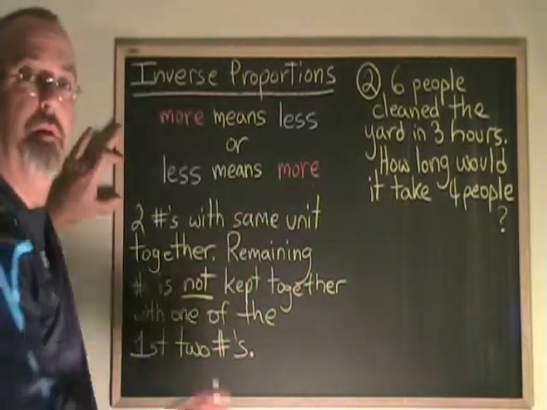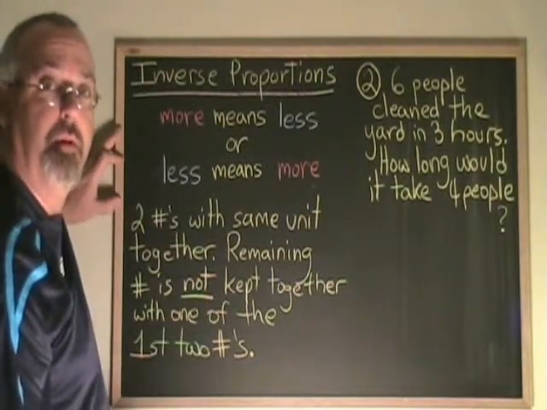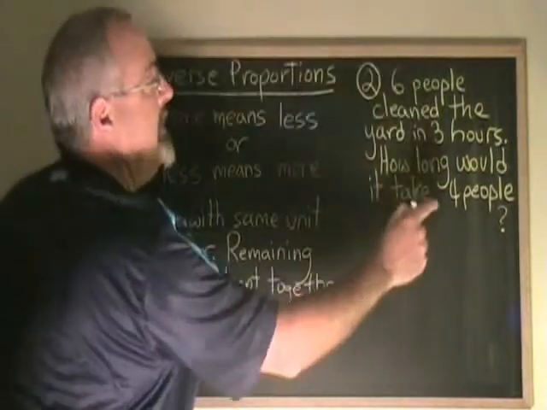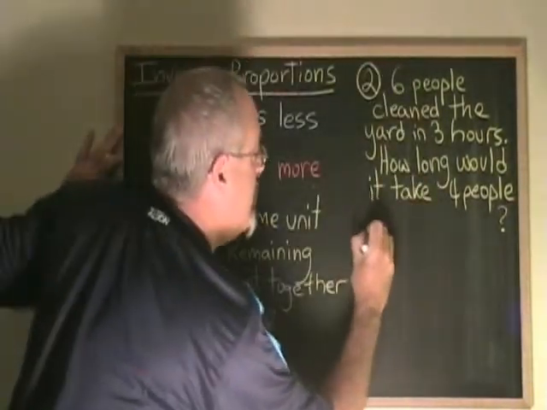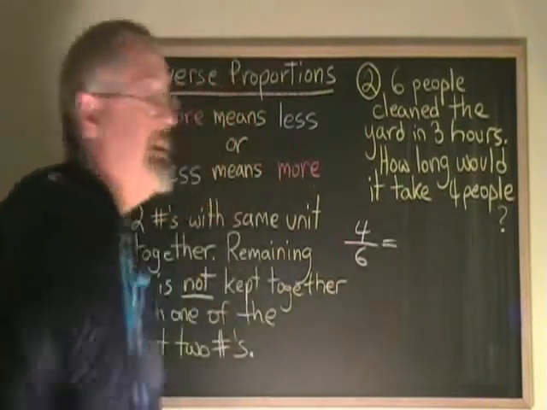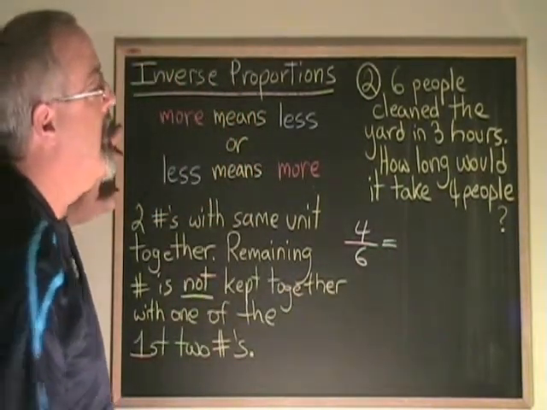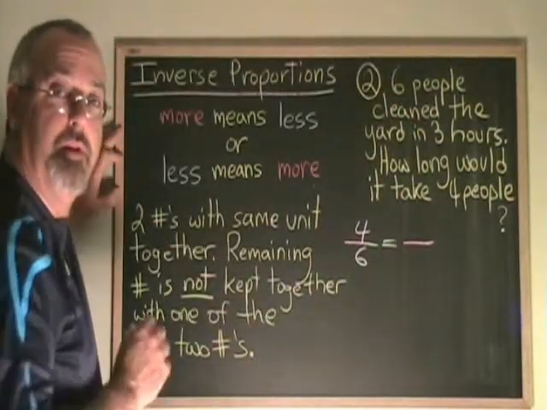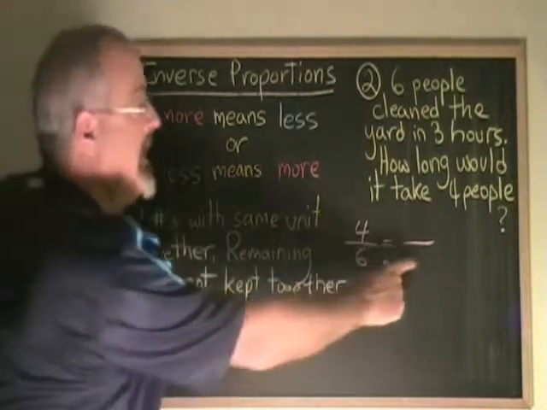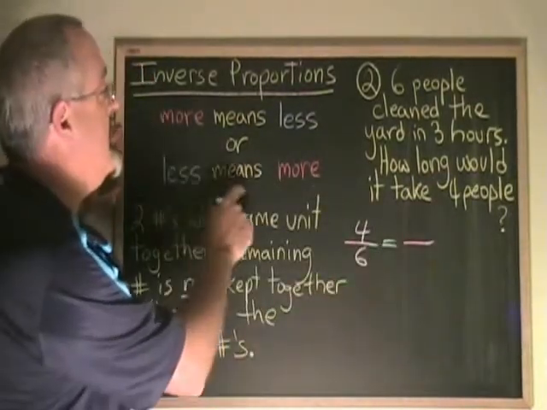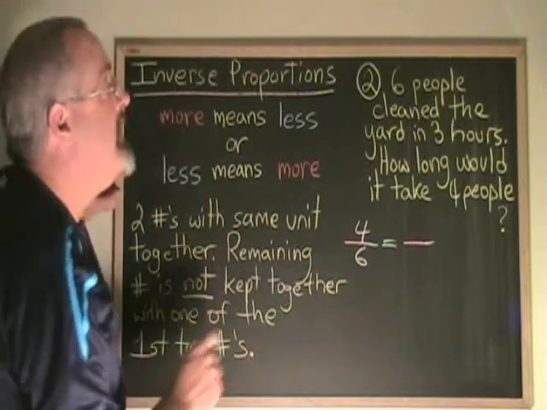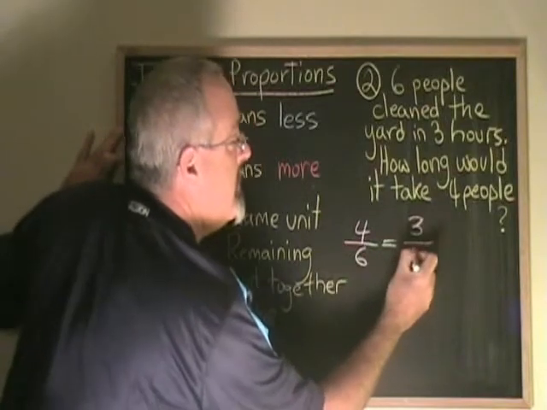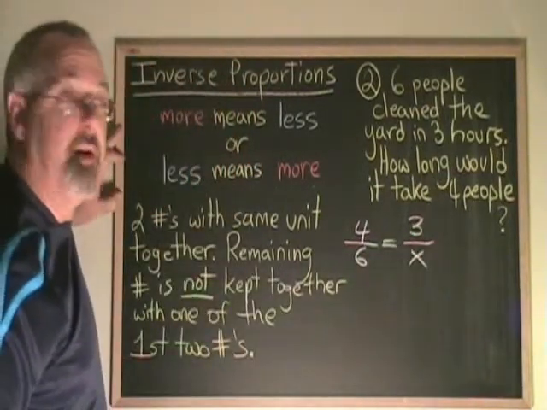So therefore we're going to use the rules for inverse proportions to build the equation. The two numbers with the same unit are the 6 people and the 4 people. So I'm putting them together on the left, smaller one on top, as is my habit. Then, the 3 hours goes with the 6 people. So if it was a direct proportion, the 3 and the 6 would go together on the bottom. But because this is less means more, it's an inverse proportion. So I deliberately do not put the 3 and the 6 together. The 3 ends up on the top here. And the x goes in the last remaining spot.